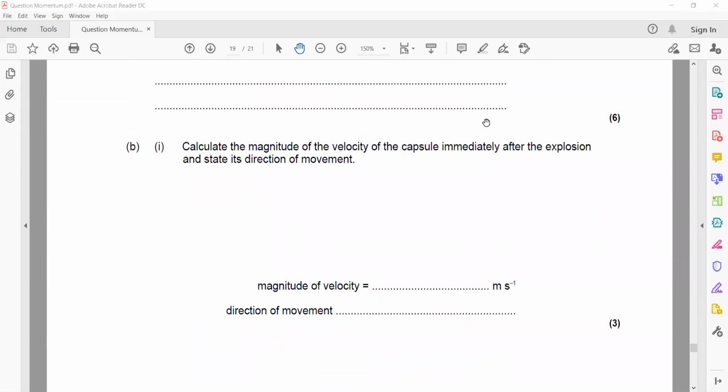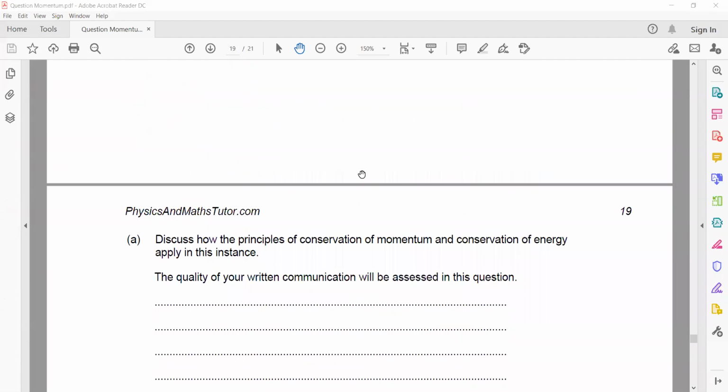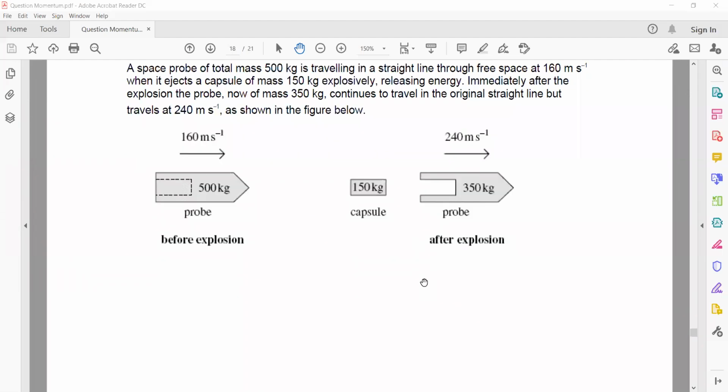Calculate the magnitude of the velocity of the capsule immediately after the explosion and state the direction of the movement. We will consider it is moving in the opposite direction. If we are getting a positive answer, it means our assumption was right. If we are getting a negative answer, it means our assumption was wrong. It is moving in the opposite direction to what we assumed.